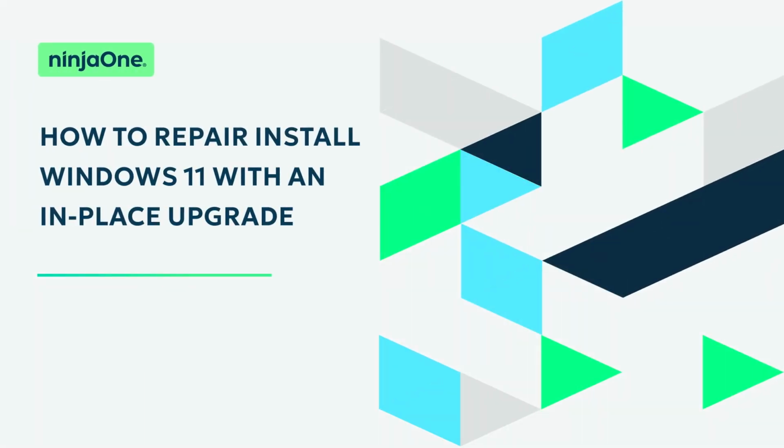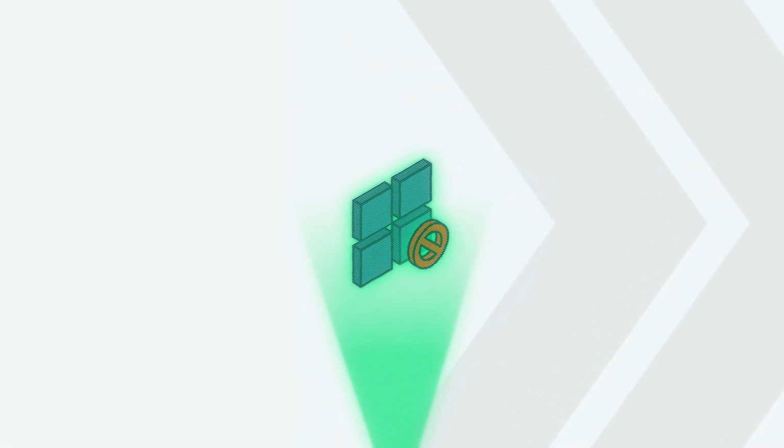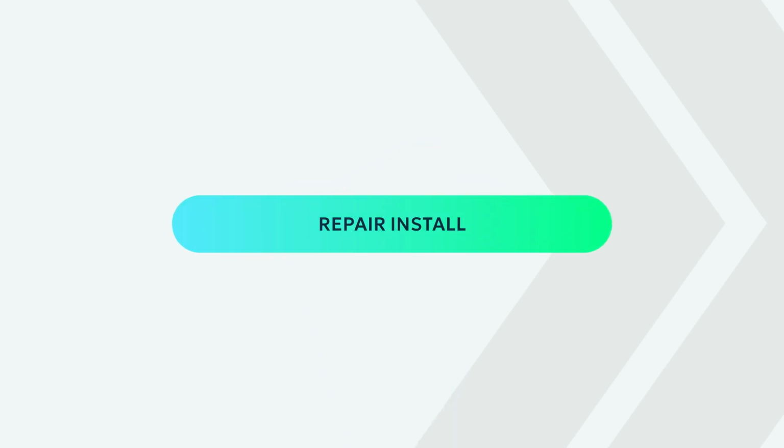How to repair install Windows 11 with an in-place upgrade. When Windows 11 starts misbehaving, whether it's corrupted files, failed updates, or random instability, a full reinstall isn't always the best solution. Instead, you can perform a repair install, also known as an in-place upgrade. In this video, we'll walk you through two methods to perform a Windows 11 in-place upgrade.